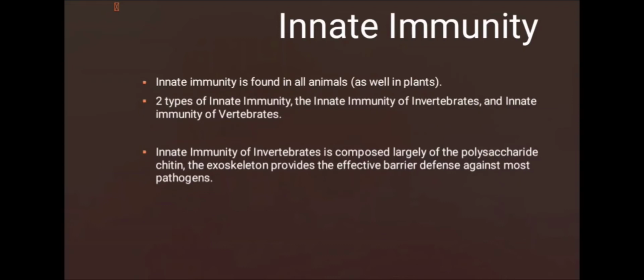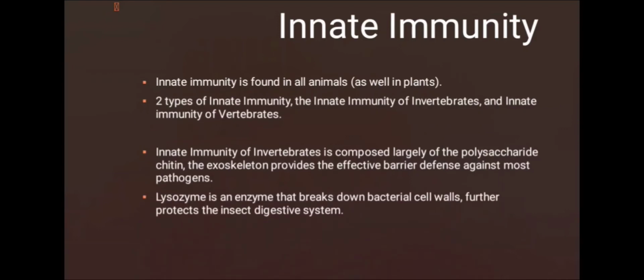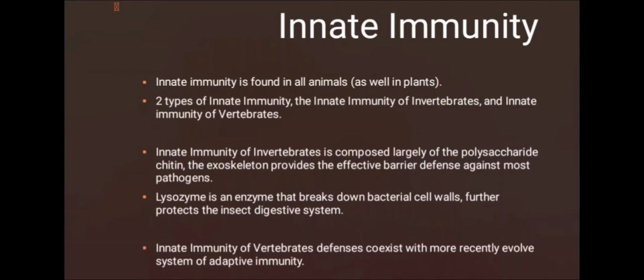Innate immunity of invertebrates is composed largely of the exoskeleton, made of the polysaccharide chitin. The exoskeleton provides an effective barrier defense against most pathogens. Chitin also lines the insect intestine, where it blocks infection by many pathogens ingested with the food. Lysozyme is an enzyme that breaks down bacterial cell walls and further protects the insect digestive system. Innate immunity of vertebrates coexists with the more recently evolved system of adaptive immunity.